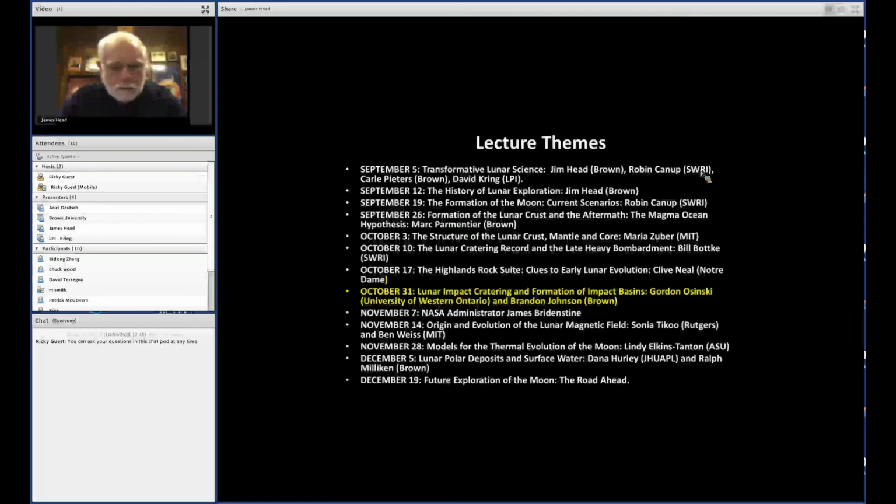So next week, October 31st, we have lunar impact cratering and formation of impact basins. This is a really great lead-in. We can talk about some of the patterns of deformation associated with these big impact basins that are essentially the receptacles for the lunar maria. And Oz Osinski from the University of Western Ontario and Brandon Johnson from Brown will be giving that lecture.